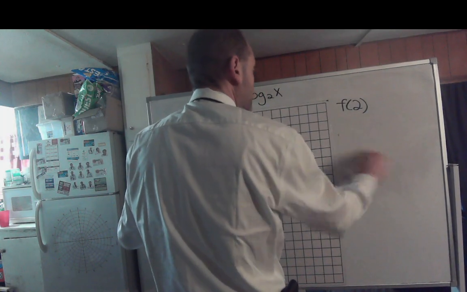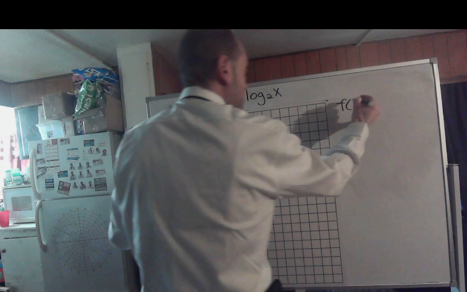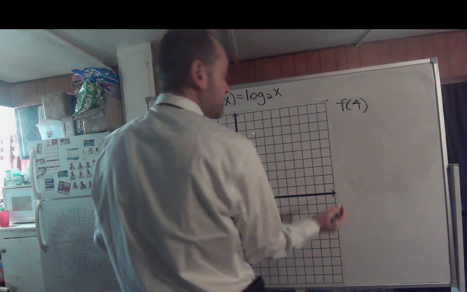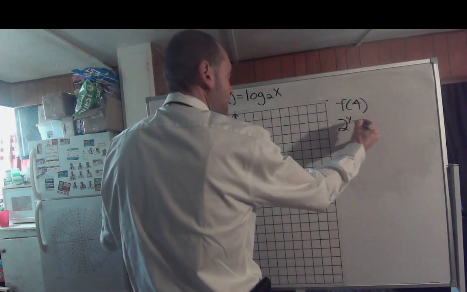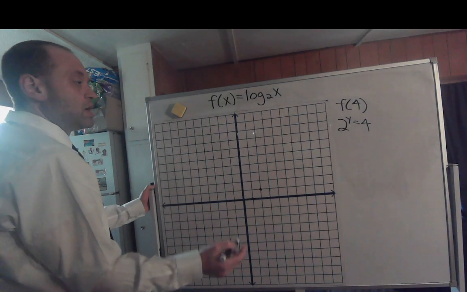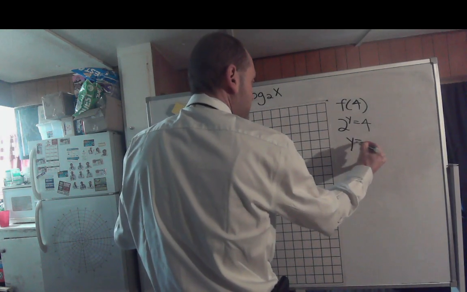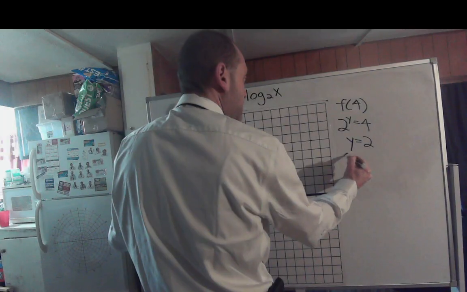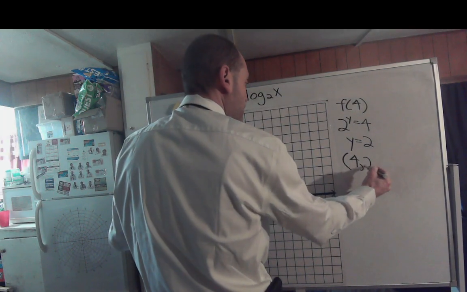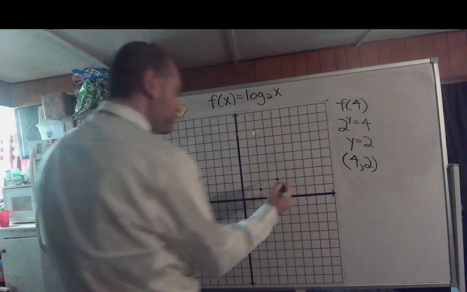I'll pick x equals 4 next. So let's take f of 4. This is saying 2 to the y power equals 4. Well, 2 to what power equals 4? That means y would have to be 2. So I would end up getting the point 4, 2, which would be right here.